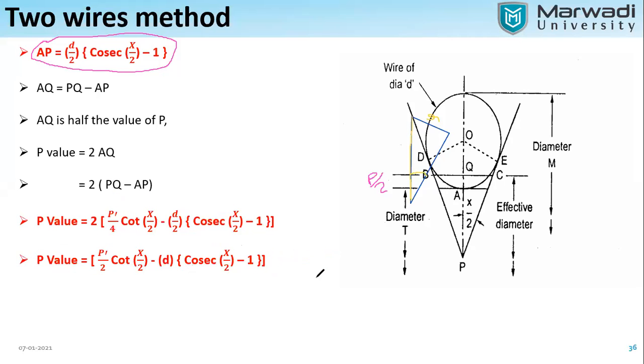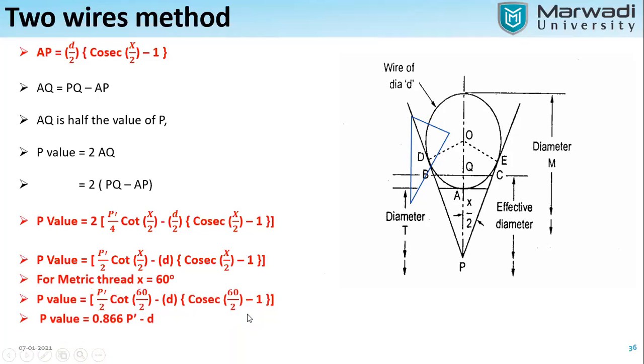Okay. Now see, as you have seen in the previous slide, there are two different kinds of thread: one is a Whitworth thread and one is the metric thread. So for the metric thread, remember the angle theta is 60 degrees, but here it will be theta by 2, it means x by 2. So for metric thread, if you want the value of P, wherever you see x by 2, or wherever you see x, put 60 here. All other parameters will be as they are.